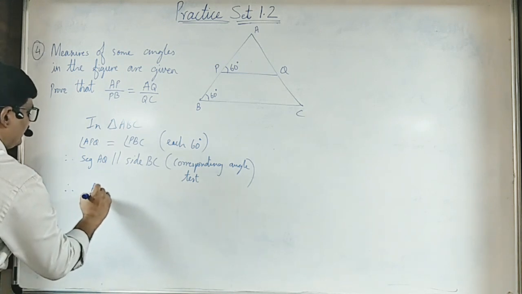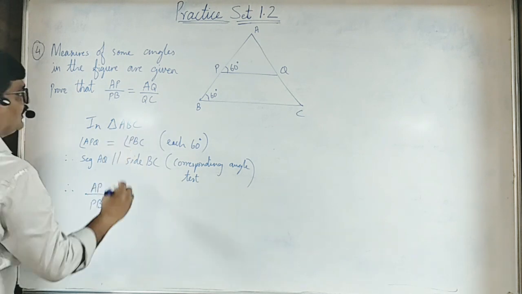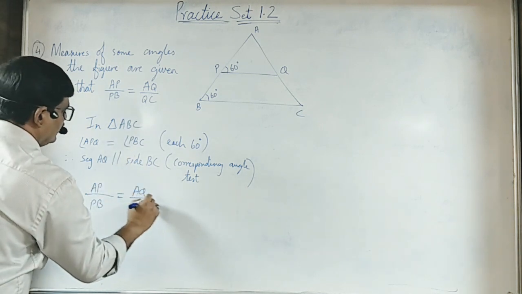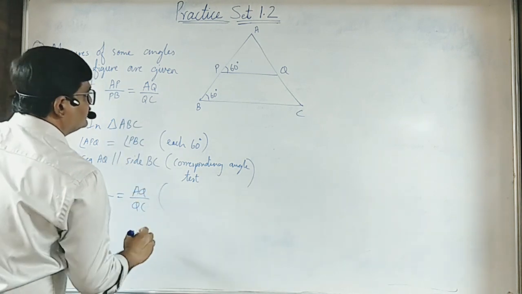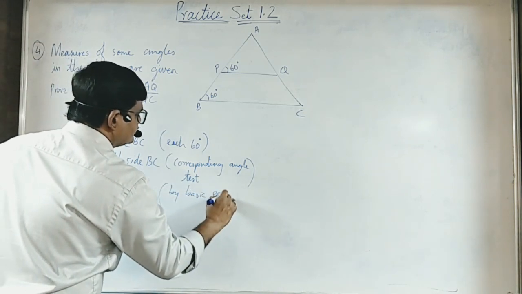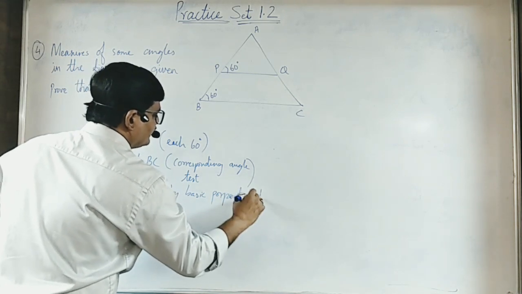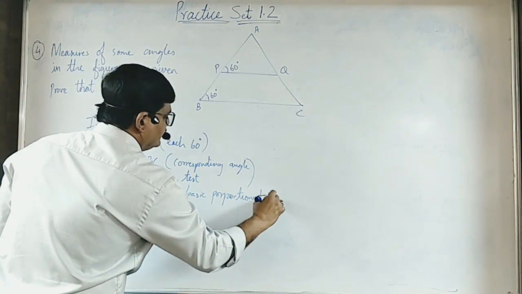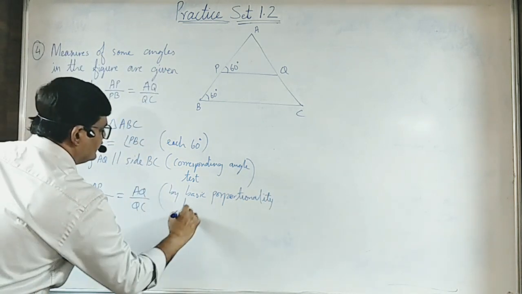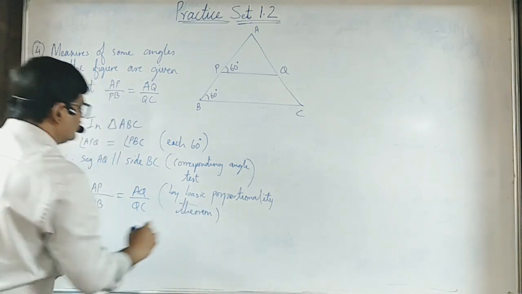Therefore, if it is parallel, then I can apply that AP upon PB is equal to AQ upon QC, and that is because of the basic proportionality theorem. Yes, can you see this? We got this ratio equal, and it's so simple.